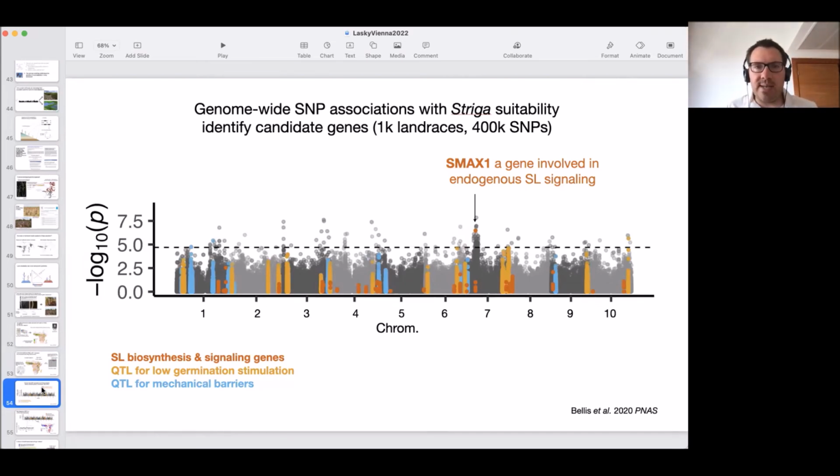And set that aside for just a moment, because what we also did was deploy that environmental gradient in a genome-wide association scan for allele frequency versus Striga habitat suitability. And we have some candidate loci that are highlighted in the colors there. I'm not going to focus on any of those.